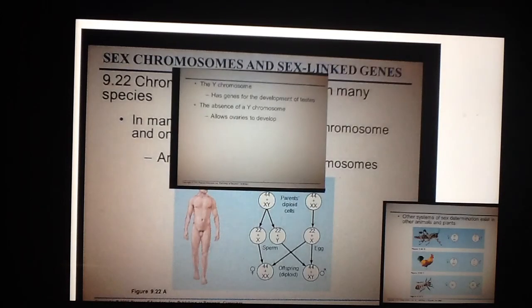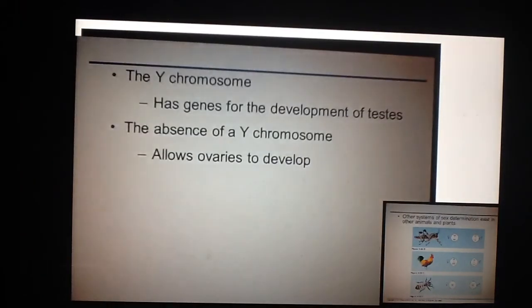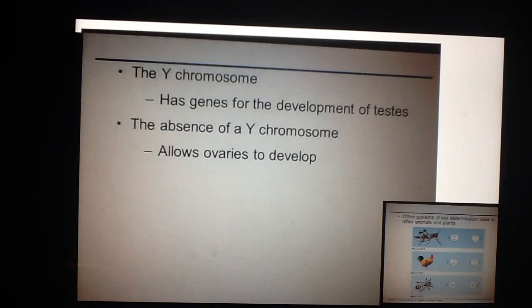Because of that, when we talk about becoming a male, what ultimately is being said is that if you have a Y chromosome, you then contain the genes for the development of the testes or the male reproductive system. But if you don't have that Y chromosome, you will therefore develop ovaries. So females are the default sex for humans based on our sex chromosomes.